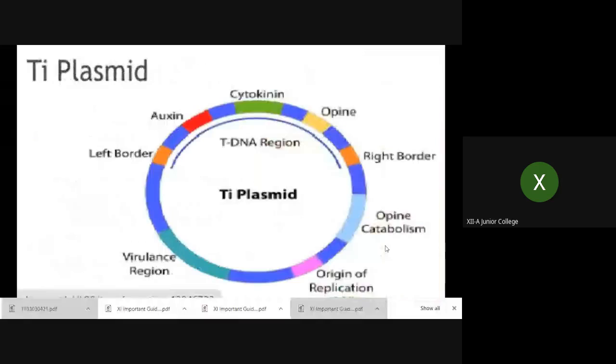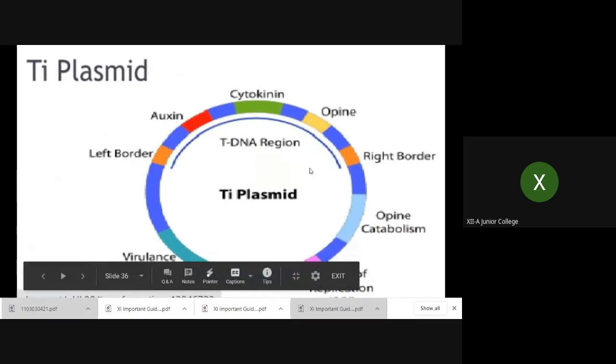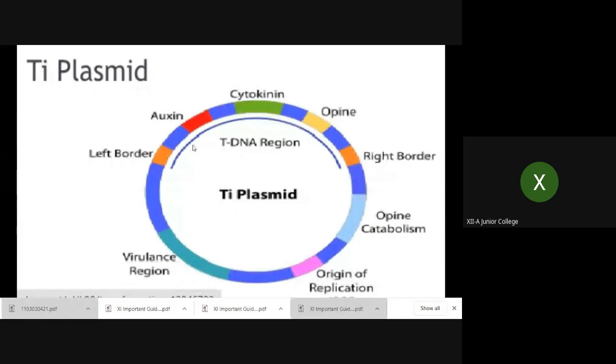This is the structure of the Ti plasmid, where you can see this border is shown here. This is the region called the tDNA region, which shows the presence of the gene, or genes, present in this region responsible for inducing the overgrowth. Okay, so this is what is called the tDNA region.